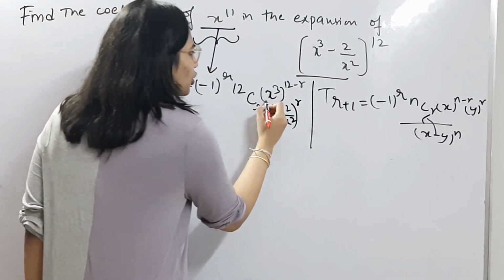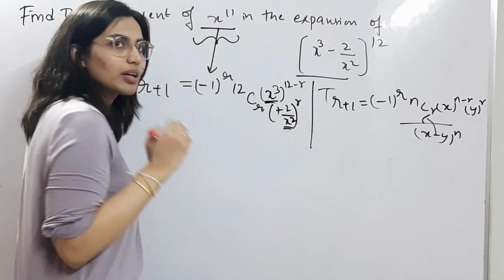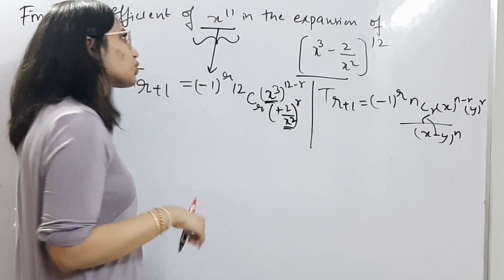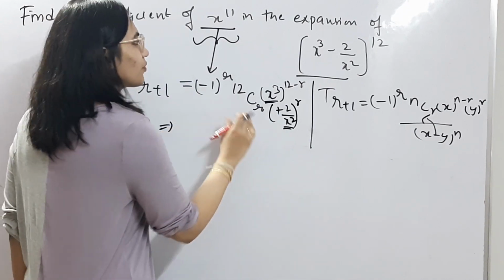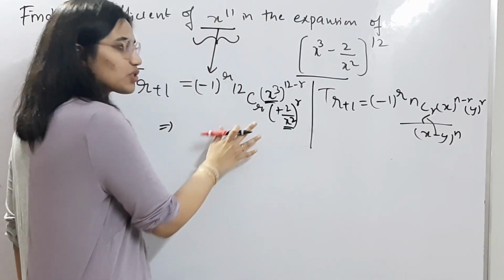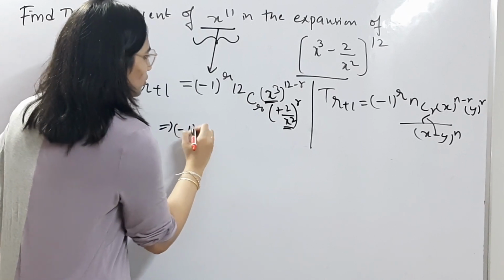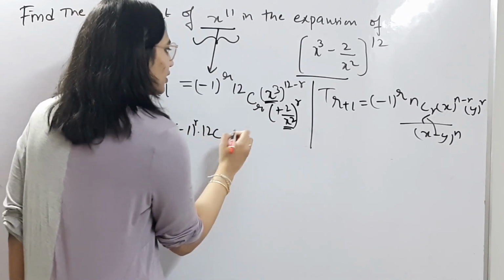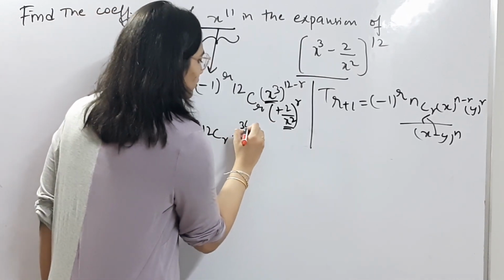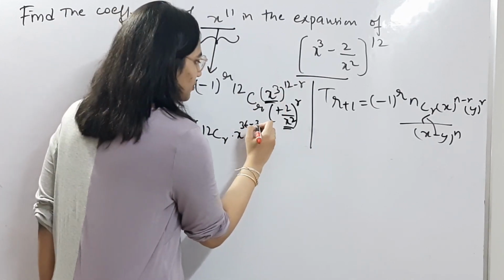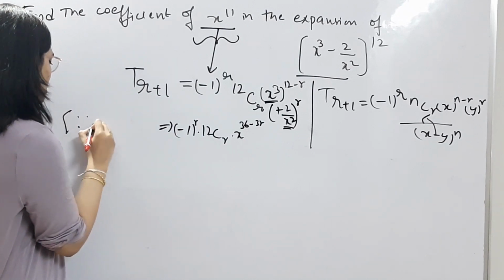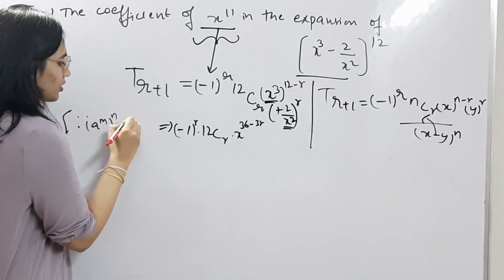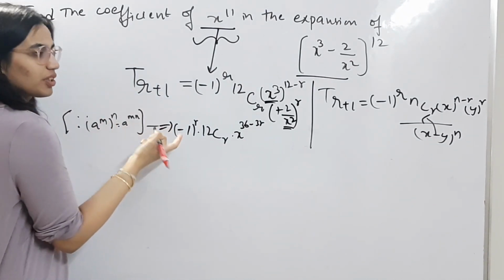That means, don't you think this x value should come to 1 power so that we can equate that to x power of 11? Let's now forget about everything and try to simplify first. Minus 1 whole to the power of r, 12CR. Here, x to the power of, take 3 outside, 36 minus 3r, because of the concept of exponents. We know that a power of m whole power of n is equal to a power of mn. That is what we are doing here.